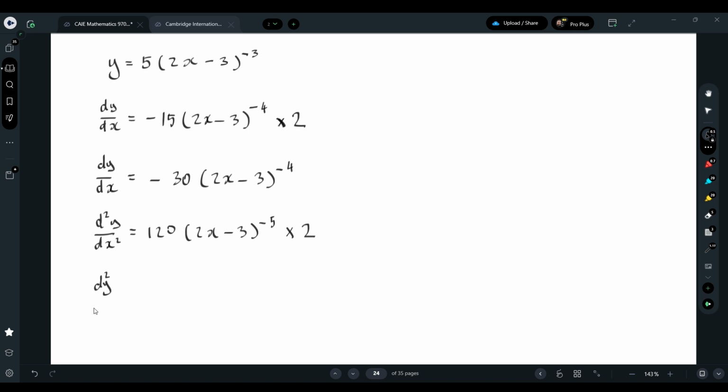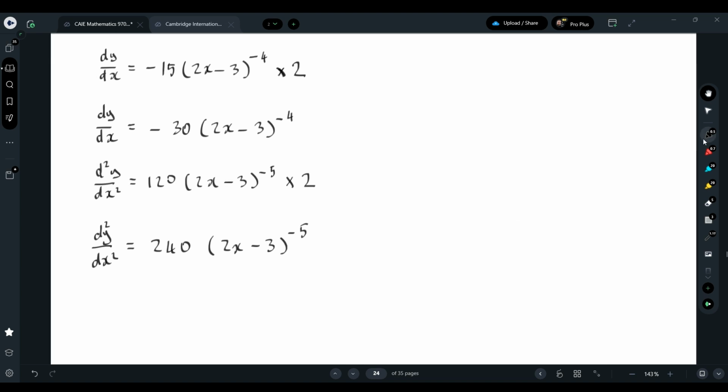So we are left with an expression of our second derivative of 240 (2x minus 3) to the power of minus 5, which, yes, I would recommend now we rewrite in the form of 240 over (2x minus 3) to the power of a positive 5.